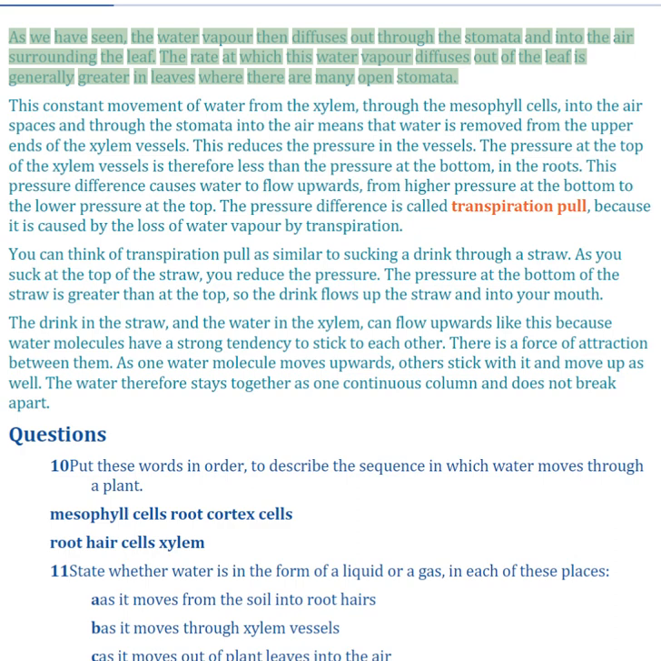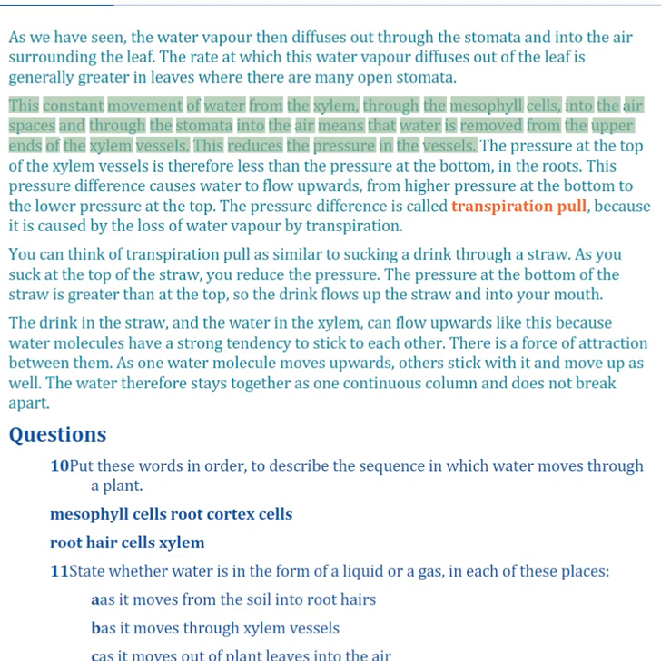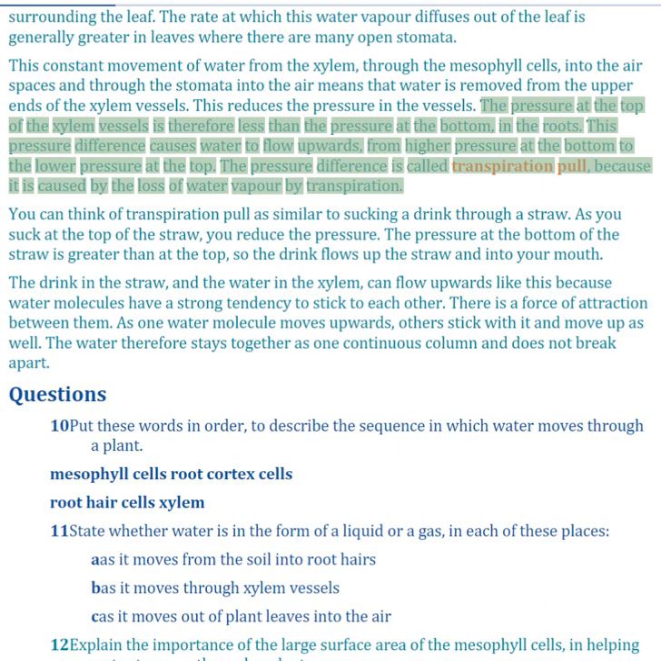The rate at which this water vapor diffuses out of the leaf is generally greater in leaves where there are many open stomata. This constant movement of water from the xylem, through the mesophyll cells, into the air spaces, and through the stomata into the air means that water is removed from the upper ends of the xylem vessels. This reduces the pressure in the vessels. The pressure at the top of the xylem vessels is therefore less than the pressure at the bottom, in the roots. This pressure difference causes water to flow upwards, from higher pressure at the bottom to lower pressure at the top. The pressure difference is called transpiration pull, because it is caused by the loss of water vapor by transpiration.